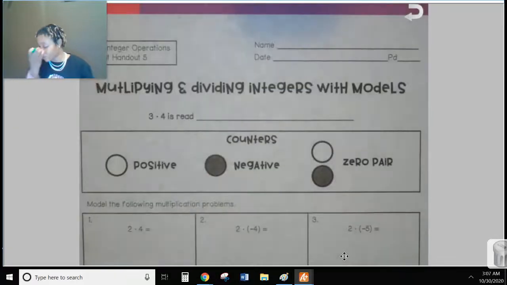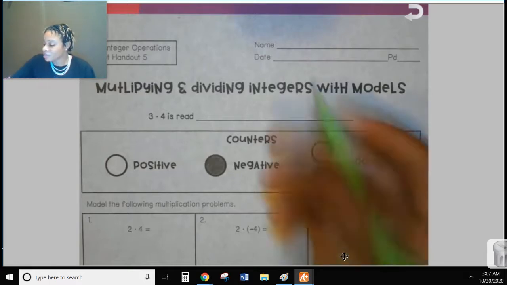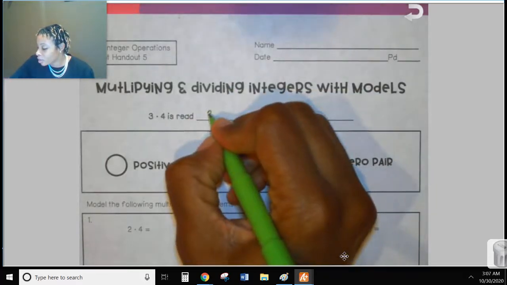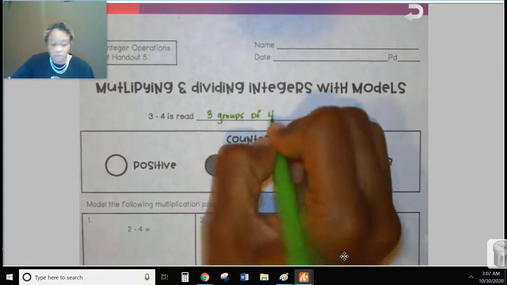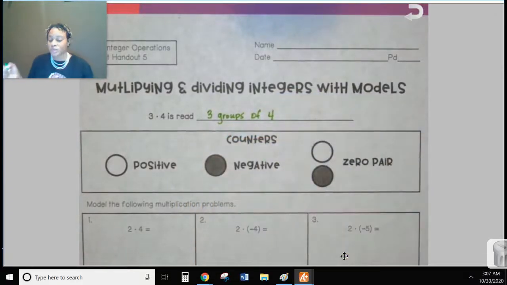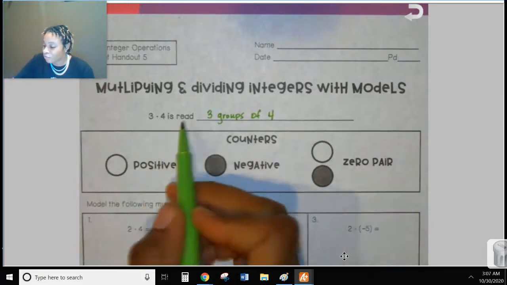So we have a problem here. It says 3 times 4. How do we read this? So I hope that you remember when we're reading multiplication, it's read a certain way. So this is actually saying 3 groups of 4. So think about multiplication. Multiplication is repeated addition. We're making groups of a number to get our answer.